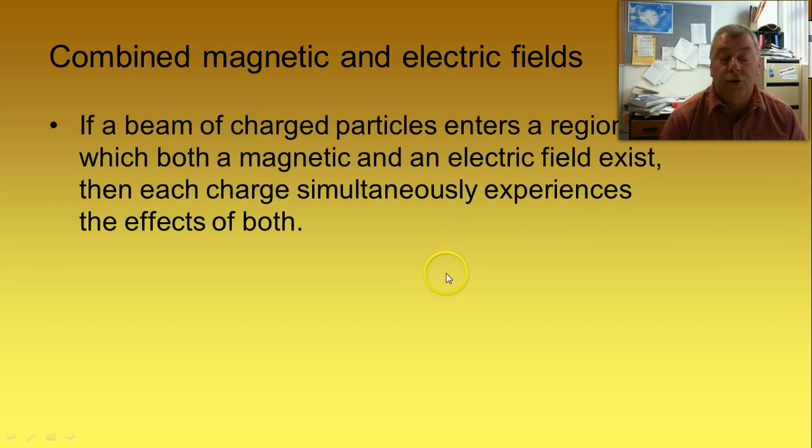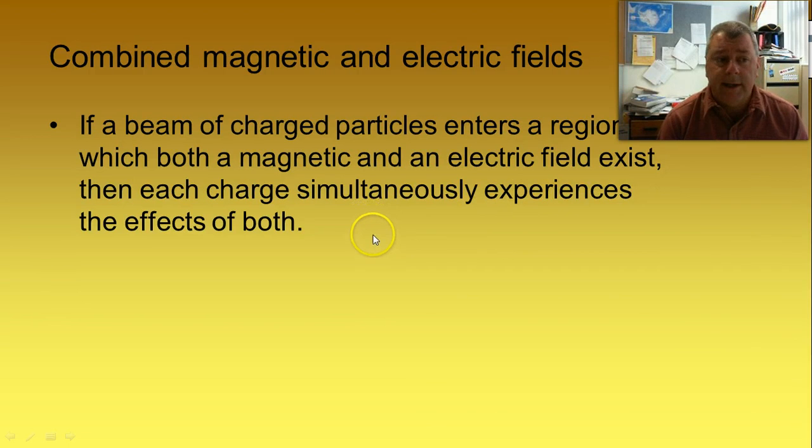And we just have to recall what we know about electric fields and what we recall about magnetic fields and just put them together. And so usually this is talking about when we have charged particles. And we can have a beam of charged particles entering a region where there's both magnetic and electric fields. Usually they're mutually perpendicular to each other, but we'll see a couple of examples that highlight that.